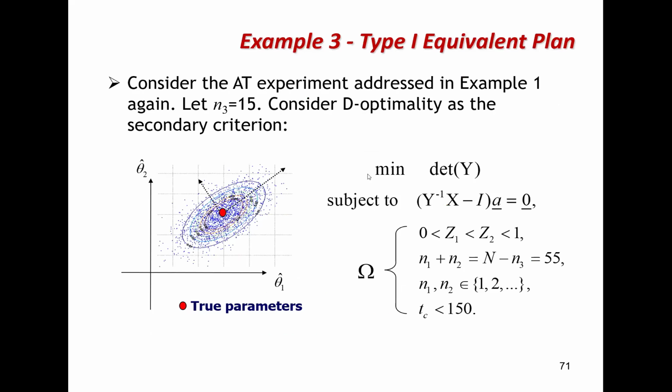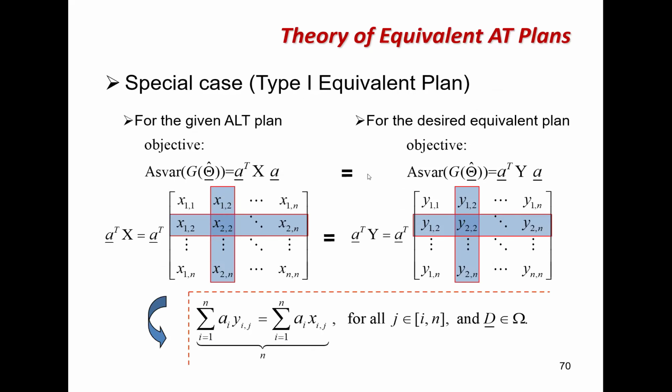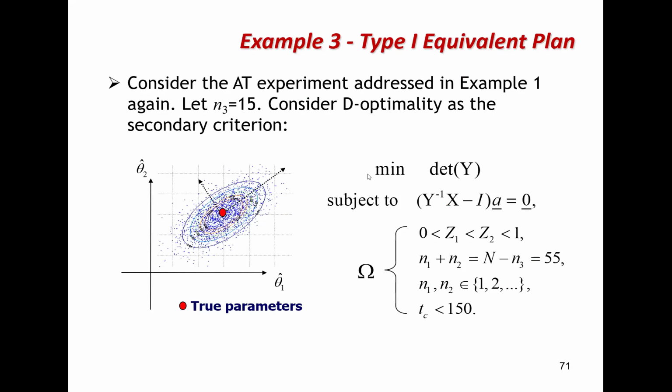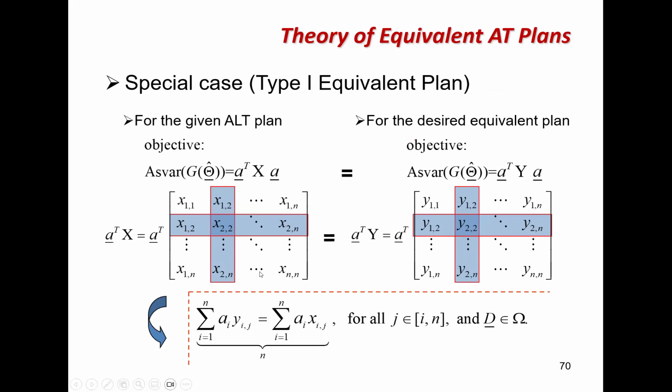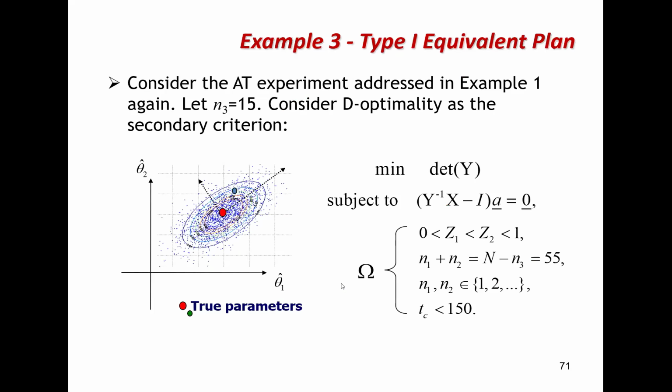So in this case, we can actually do more. Let me first generate a type 1 equivalent plan, and also consider an additional criterion. For instance, if I consider D-optimality, I try to minimize the determinant of the resulting variance covariance matrix, and also consider the definition of a type 1 equivalent plan. Just for some animation here, we try to shrink the volume of this space.